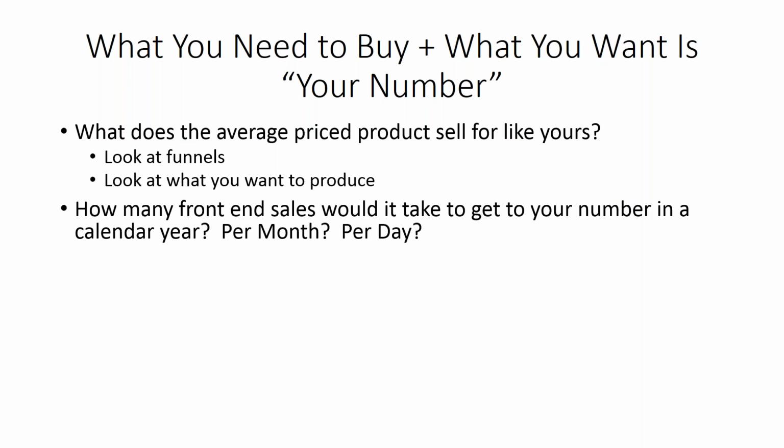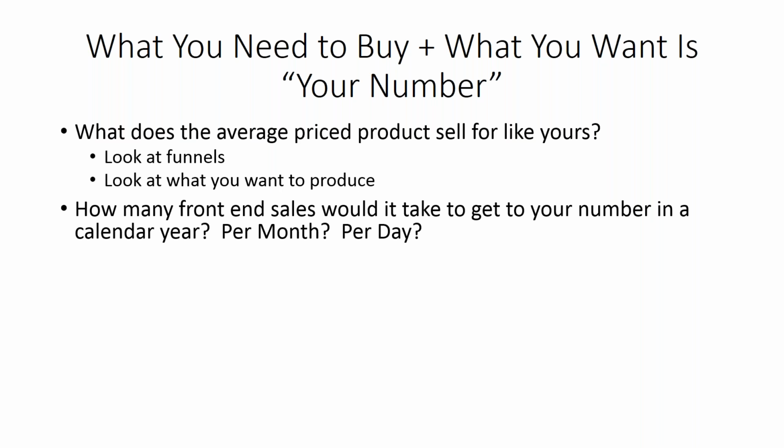You say, well, how would I know how many sales I need? Well, you're going to take the average sale number from products like yours. Go look at JVZoo, go look at Warrior Plus. It's all there. Find out what an average product sells for in terms of pricing, and that's going to be your baseline. You're going to take your baseline number, divide it by that number, and that's going to tell you how many sales you need.